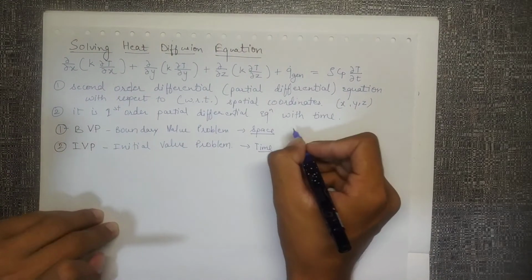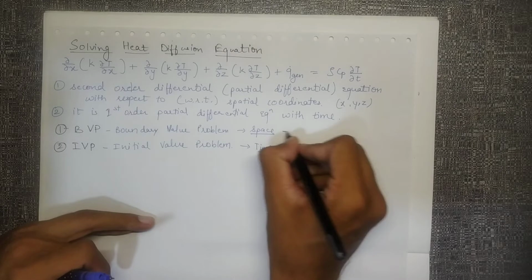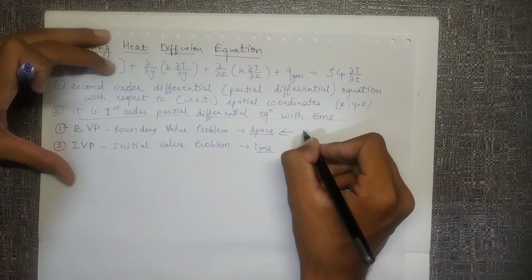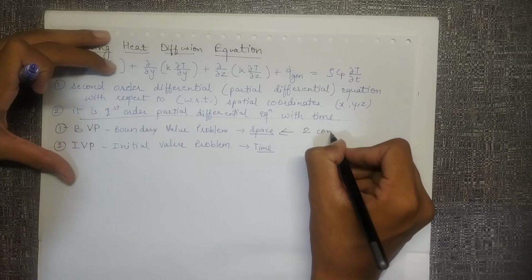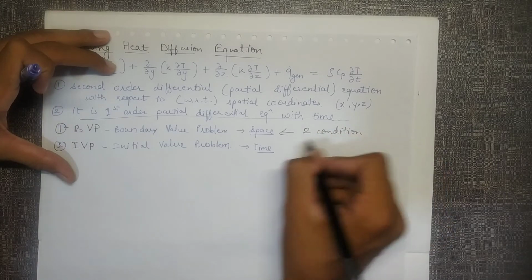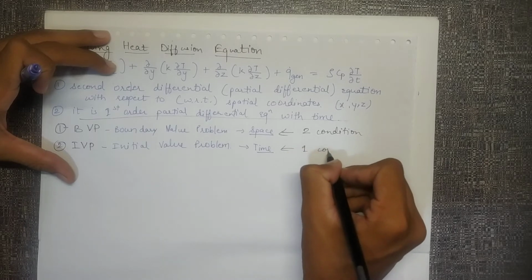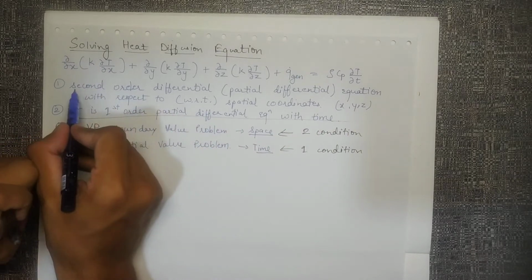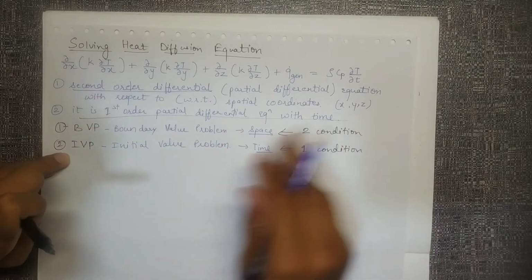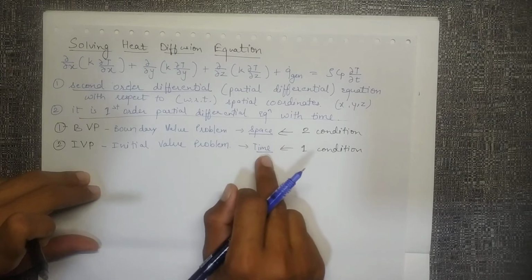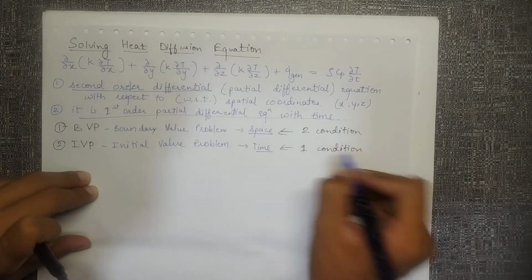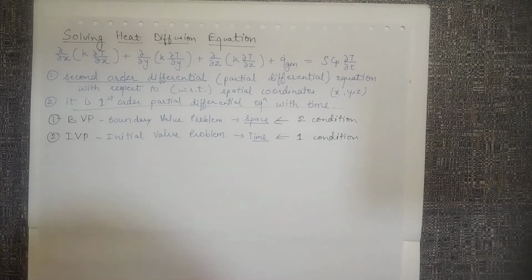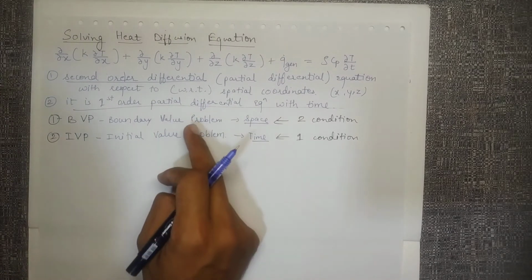To solve the spatial part, we will need two conditions, and for time we'll need only one condition. Why so? With space it is a second order differential equation, hence we'll require two conditions. With time it is only a first order differential equation, that's why we'll only require one condition. So that's all for different boundary conditions.